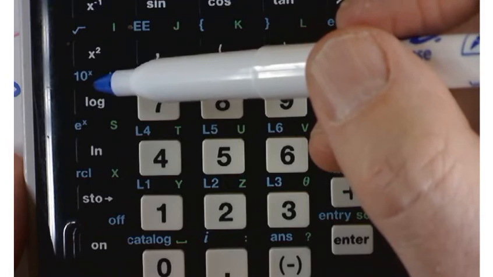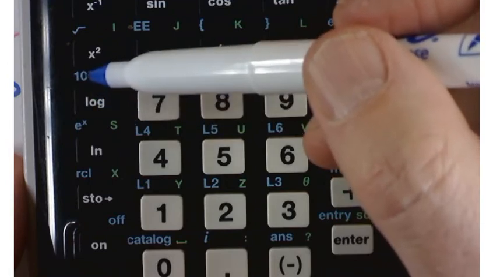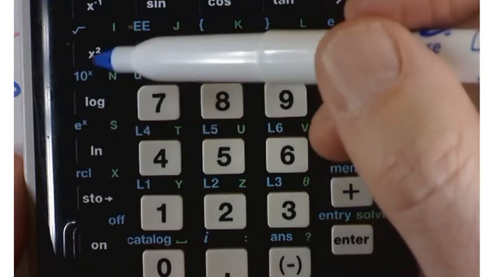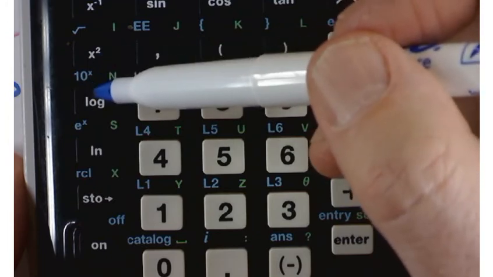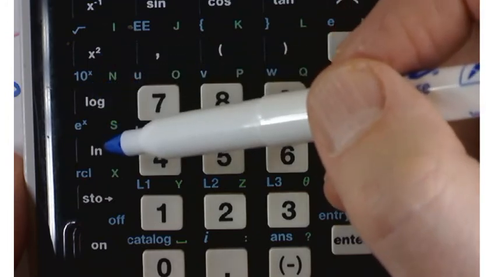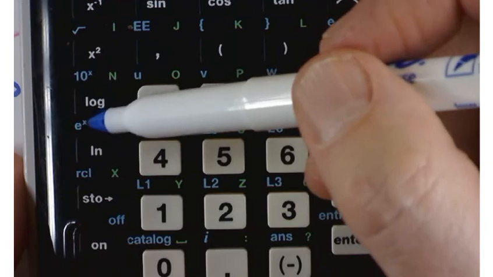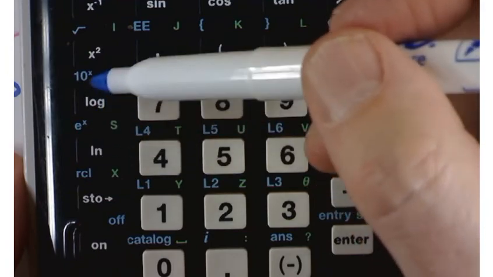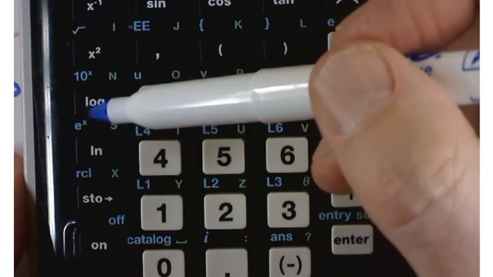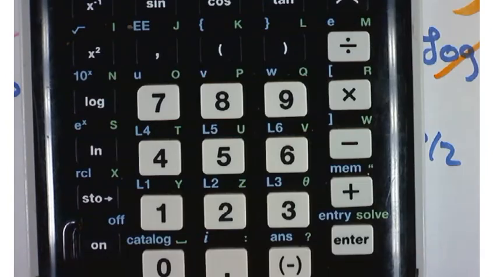10 to the power. That's because they put the function and its inverse on the same kind of key. Same thing here. ln of x and e to the x. So log goes with base 10, ln goes with base e. Those are the 2 that are built into the face of your calculator.